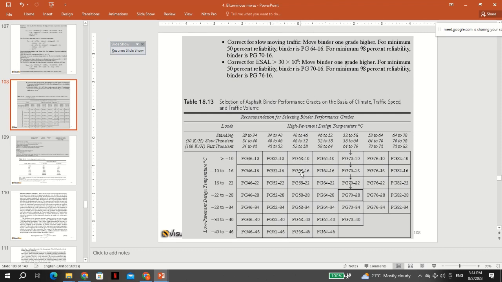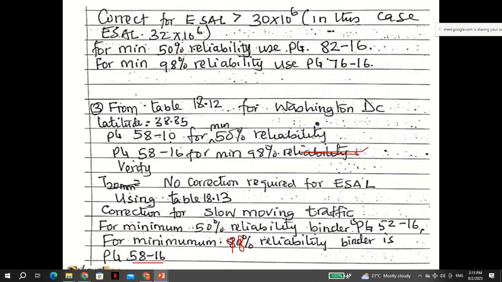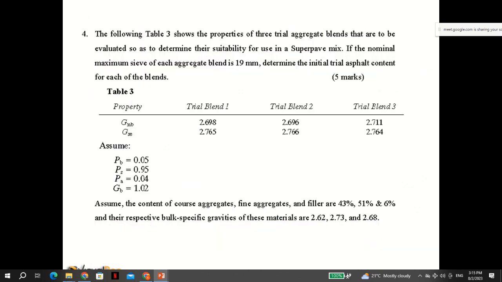This one is 98% reliability because we already found it from the table 18.1. So if you go one grade lower, that means you are talking about 50% reliability. Okay, and we don't need to correct because the table has been given to us. The traffic is not in the range that we need to correct, so nothing to worry you, just to read in the table.